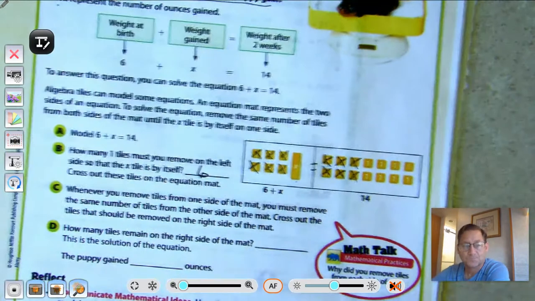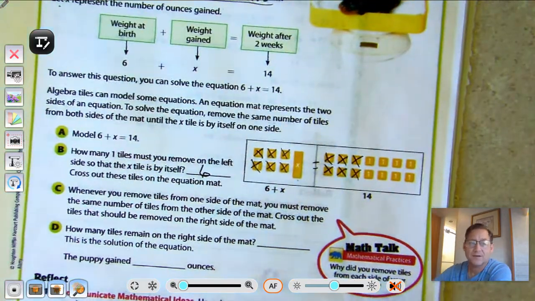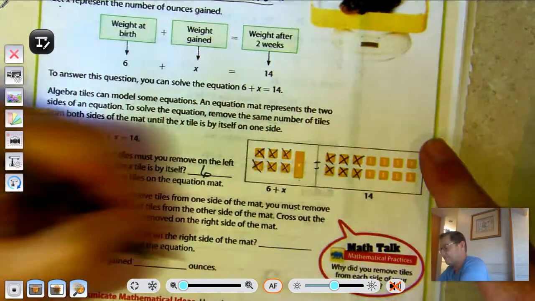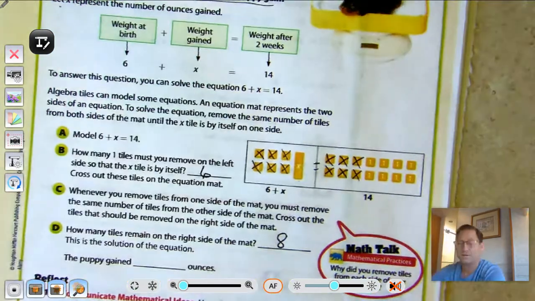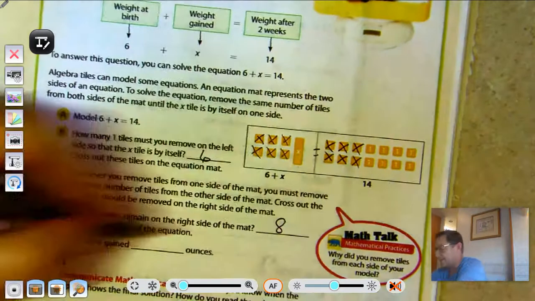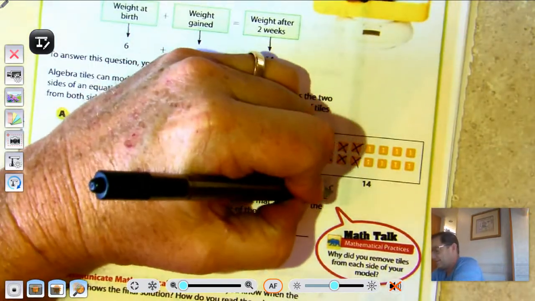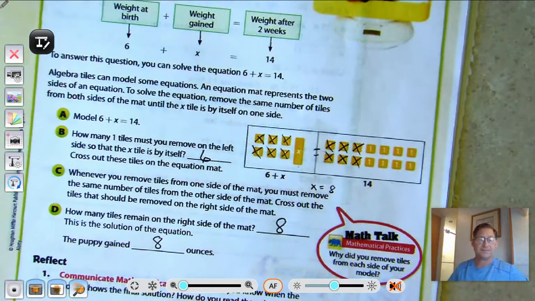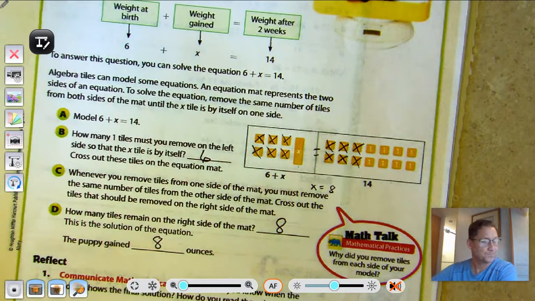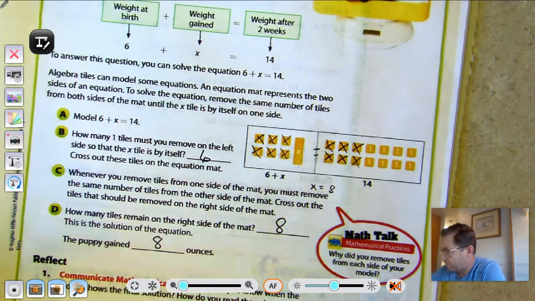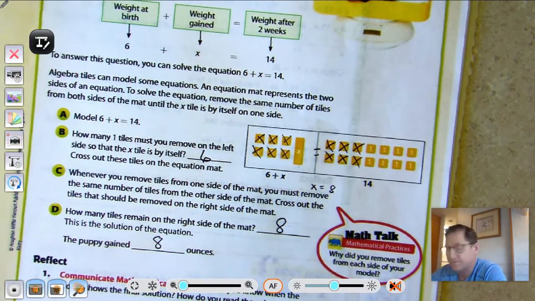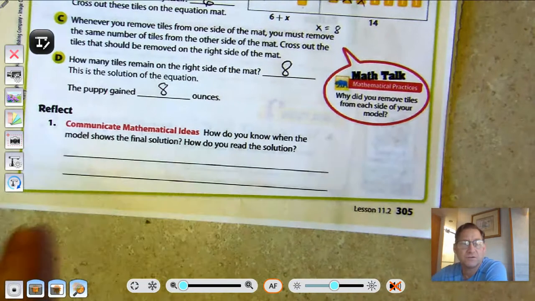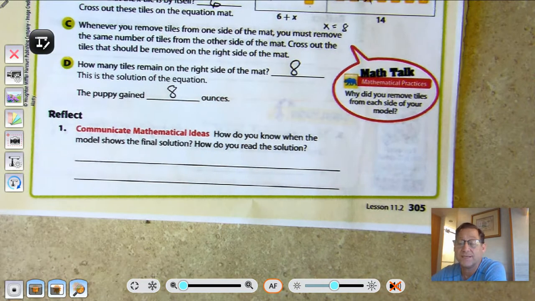Now how many tiles remain on the right side of the mat? Well, we have 2, 4, 6, 8. So we can say x equals 8. So the puppy gained 8 ounces. All right, how do we know when the model shows the final solution? And how do you read the solution?